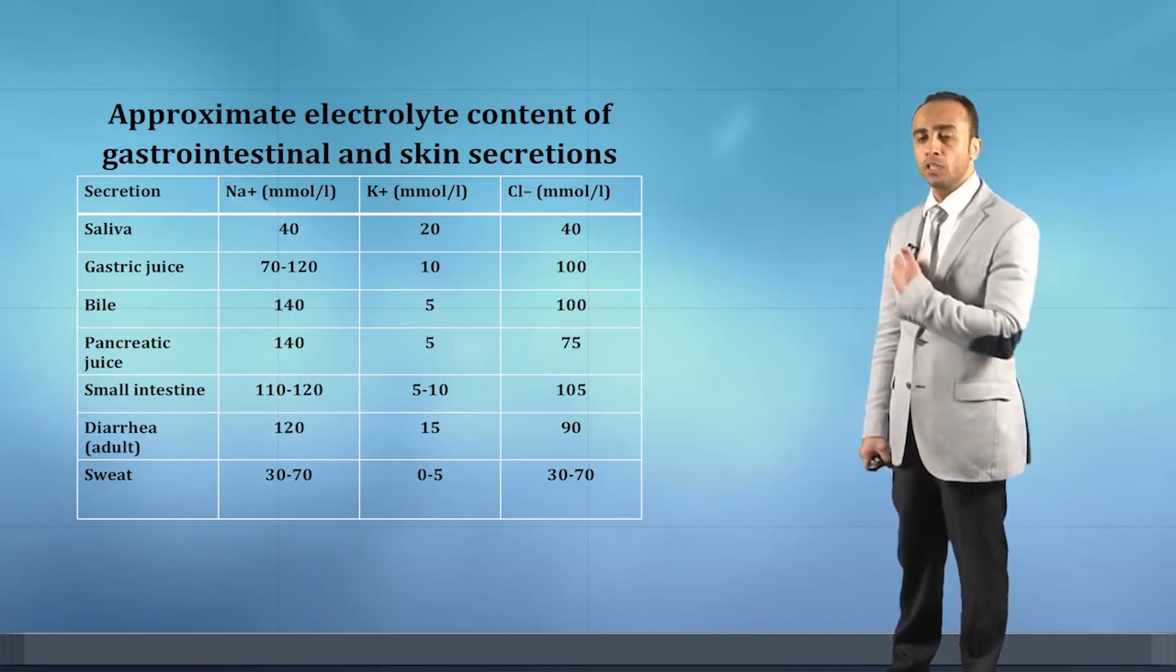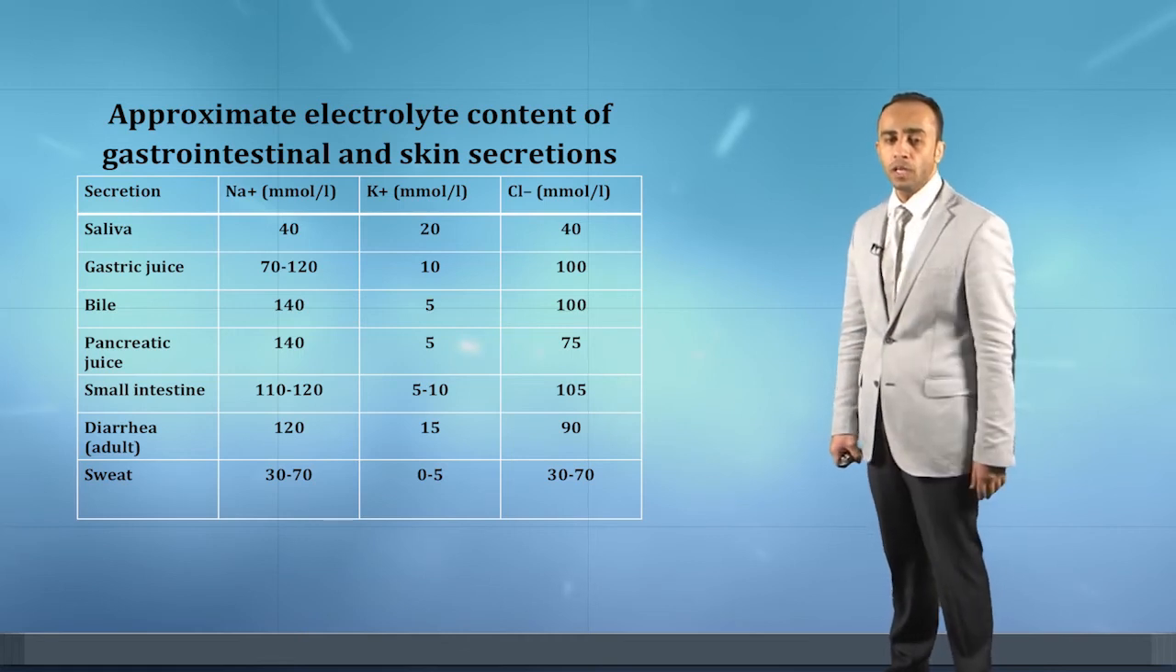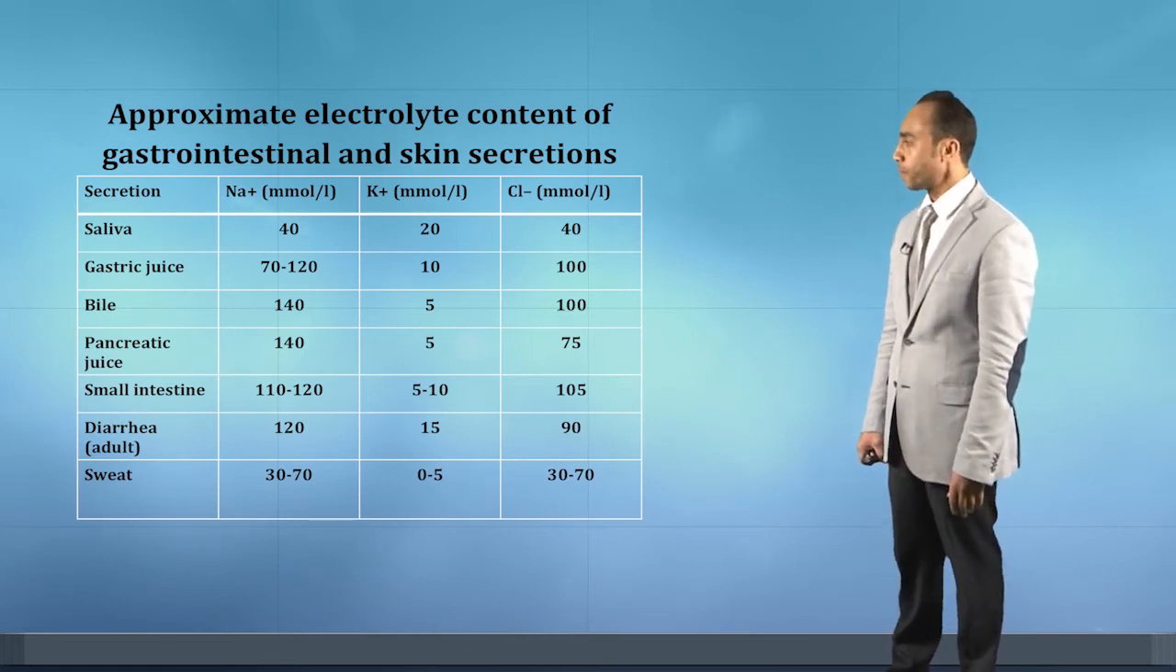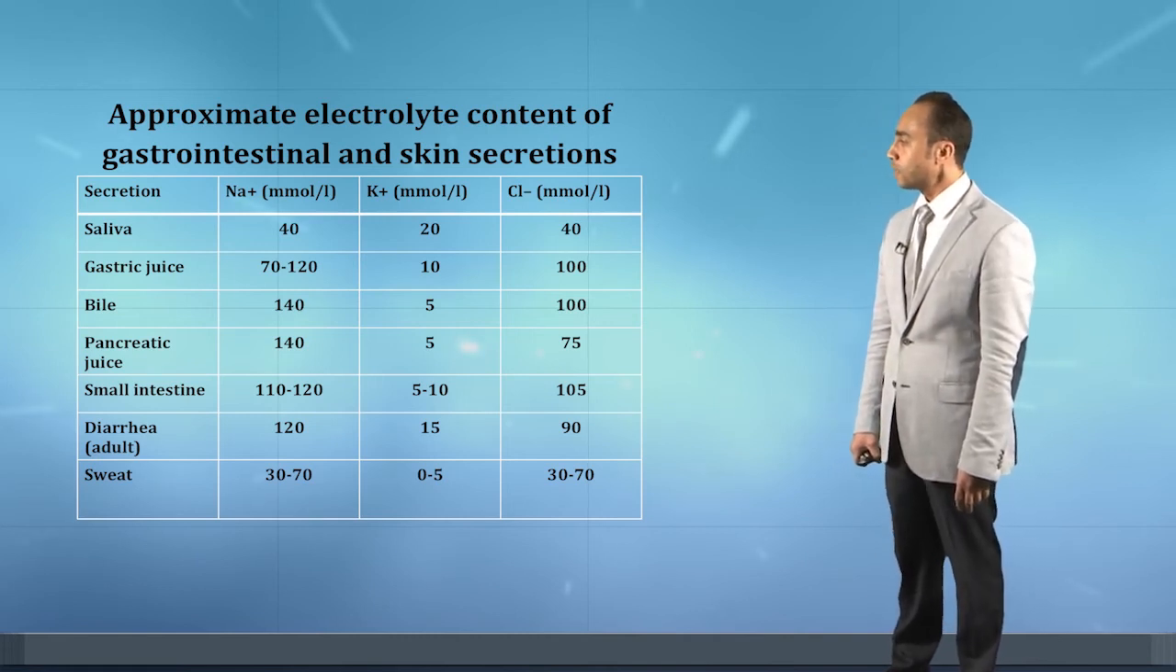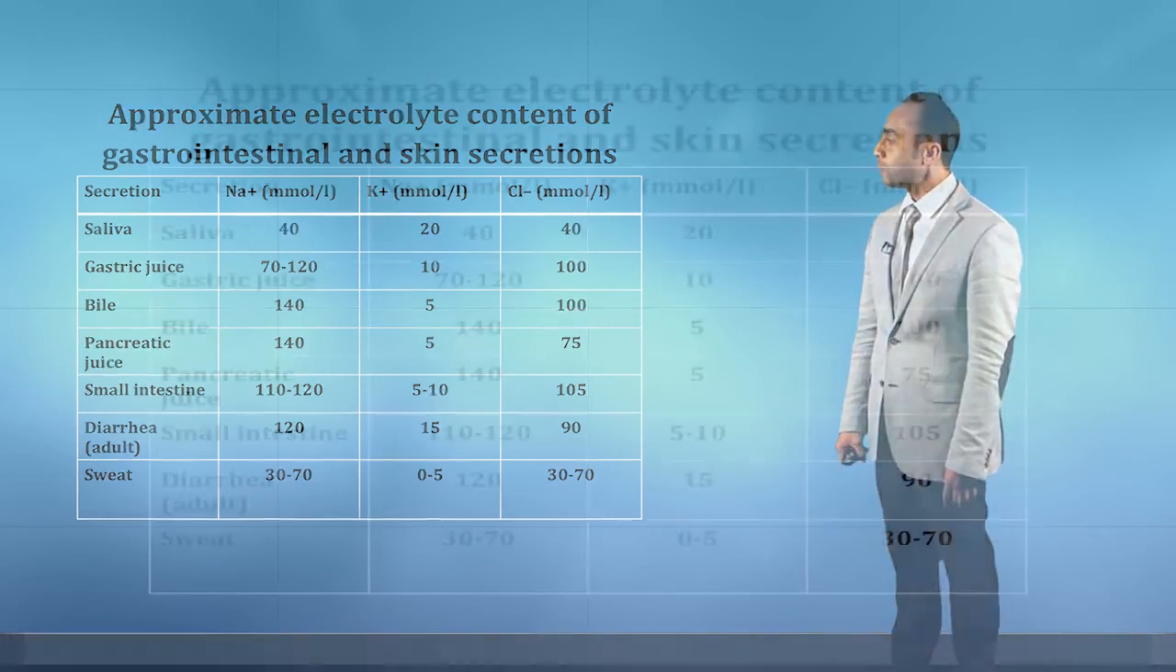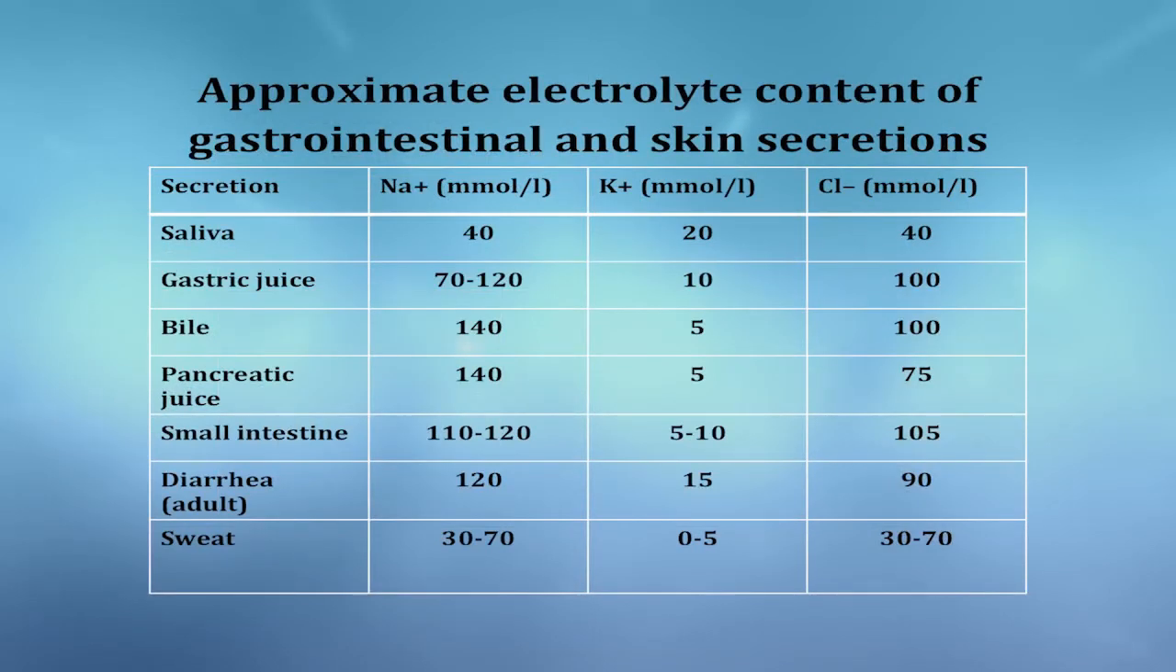And this is very important when we come later on to how to replace the fluid in the setting of diarrhea. For potassium, most of the potassium is available in the saliva and from the gastric juice and from the intestine, around 10 millimole per liter. The same thing for chloride. You can see that the chloride content is available in the gastric juice, in the bile, as well as in the small intestine and in the sweat.